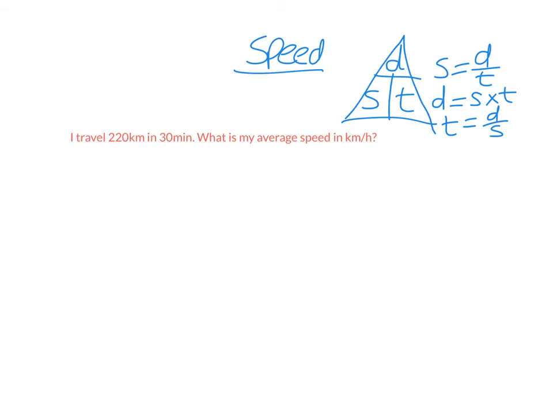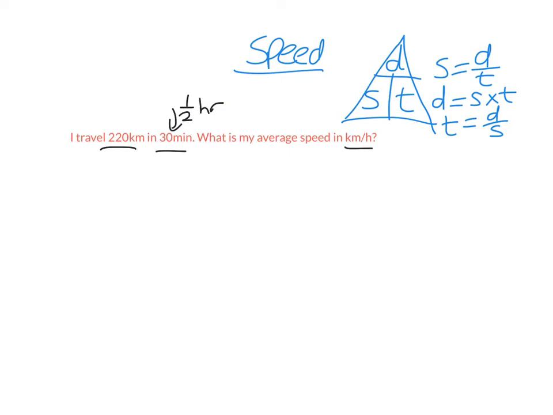Let's look at this question first. Travel 220 kilometres in 30 minutes. What is my average speed in kilometres per hour? Because I'm looking for kilometres per hour, I need to divide the number of kilometres by the number of hours. But hang on a minute, 30 minutes isn't an hour. 30 minutes is actually half an hour. If you don't know how to convert minutes into a fraction of an hour, you divide by 60. So 30 minutes is 30 over 60, which is 1/2 of an hour.